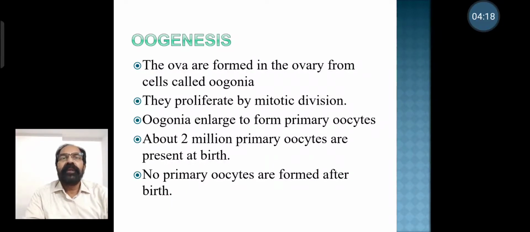Oogenesis. The ova are formed in the ovary from cells called oogonia. They proliferate by mitotic division. Oogonia enlarge to form primary oocytes. About 2 million primary oocytes are present at birth. No primary oocytes are formed after birth.